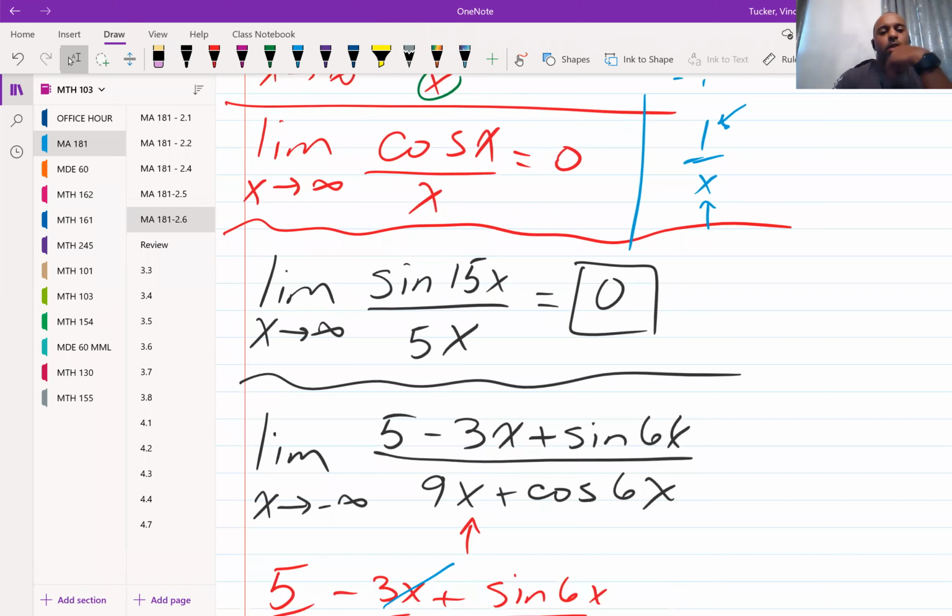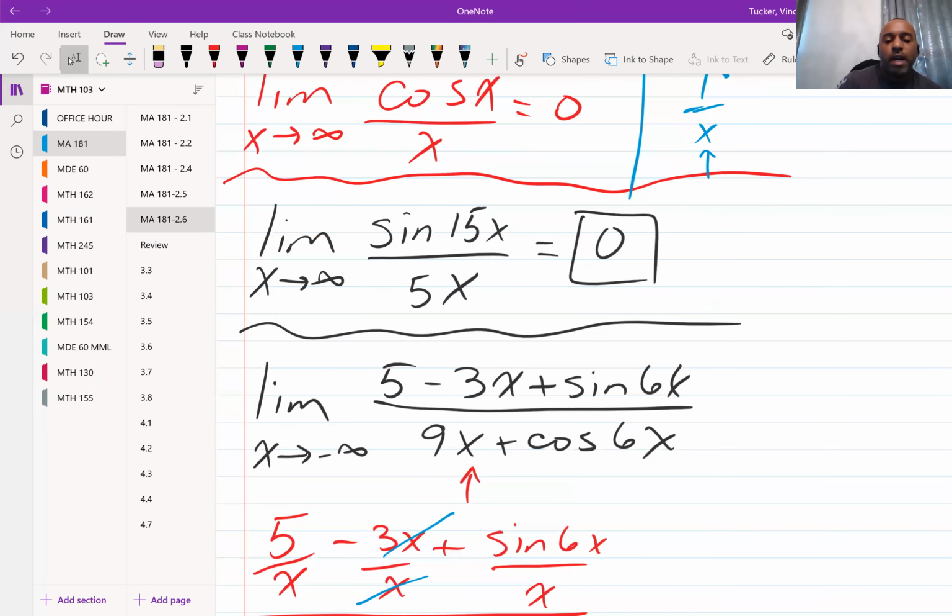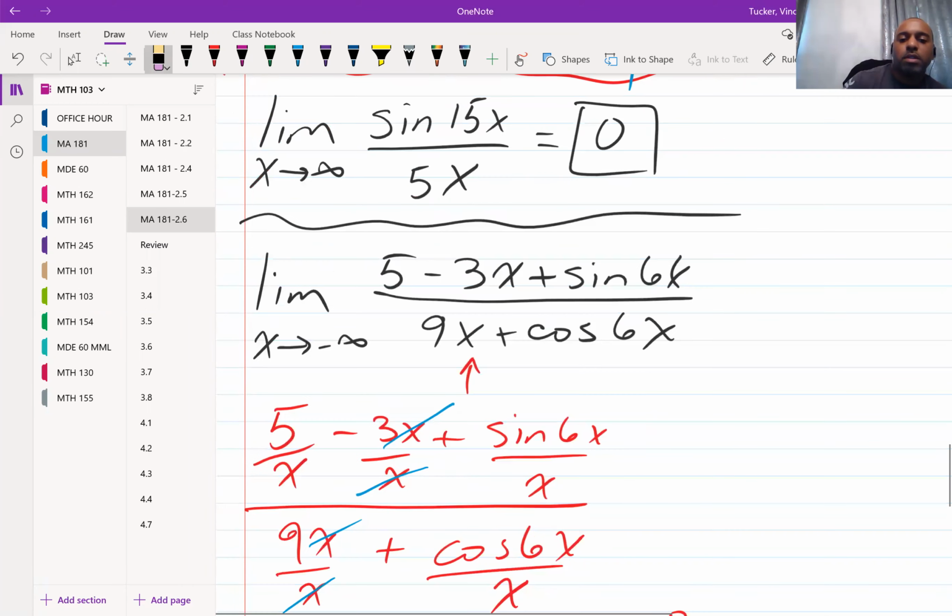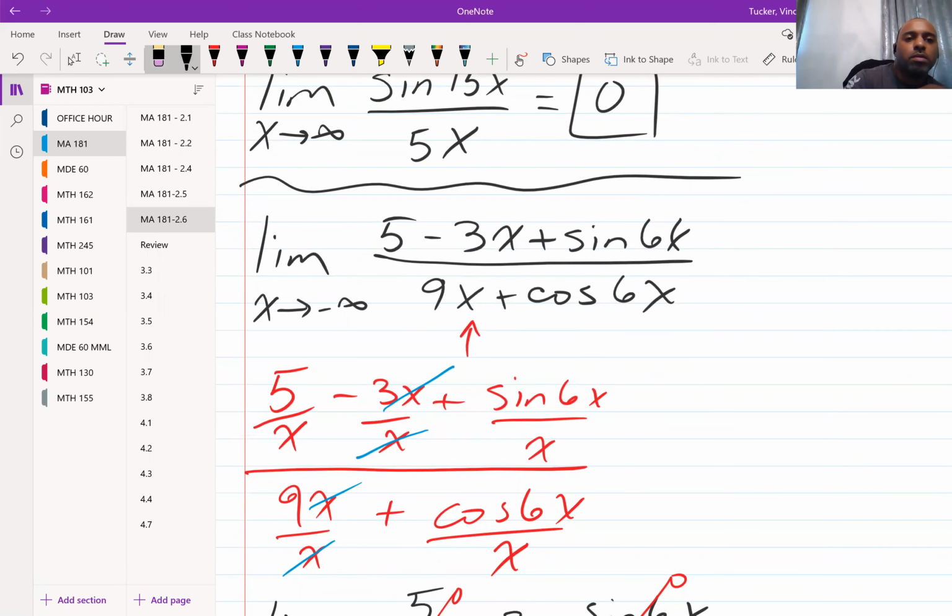All right. So next one, x going to infinity, we have 5 minus 3x plus sine 6x over 9x plus cosine 6x. All right, so we're going to divide each term by x. Remember, it's all about the largest exponent in your denominator. And this is what we have.